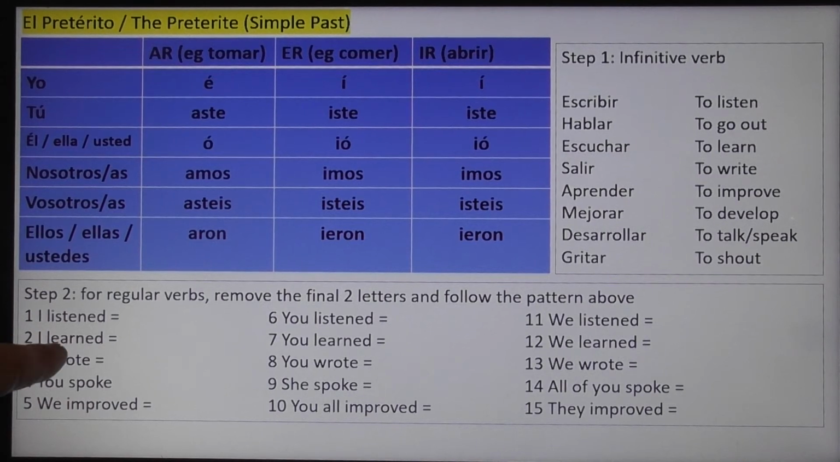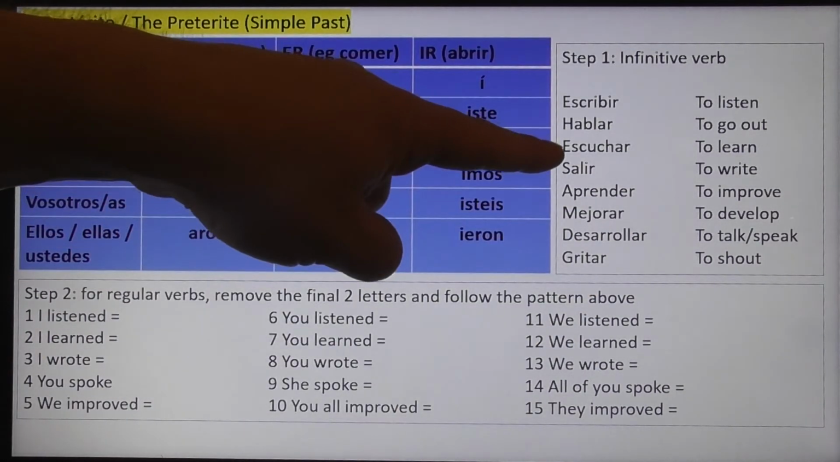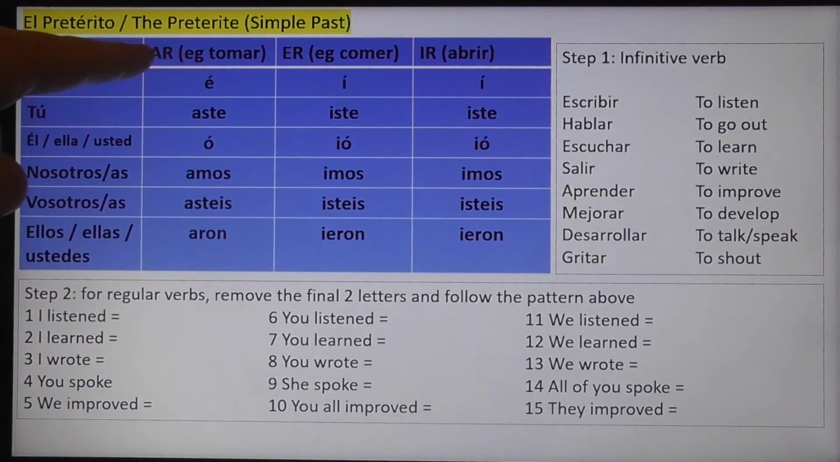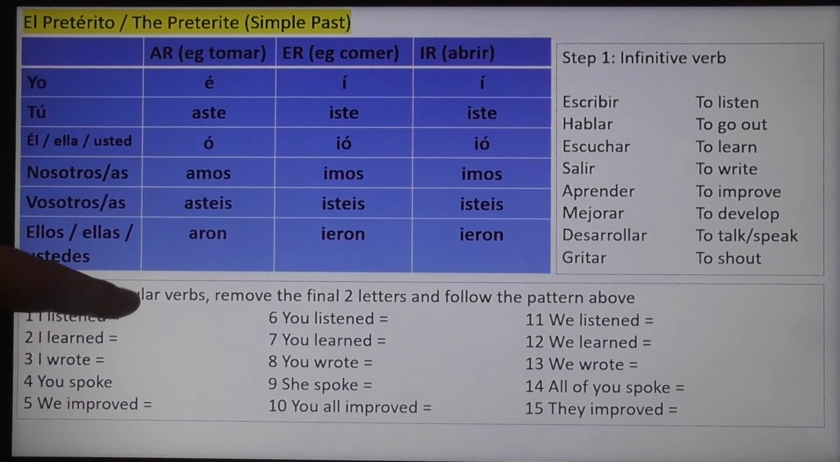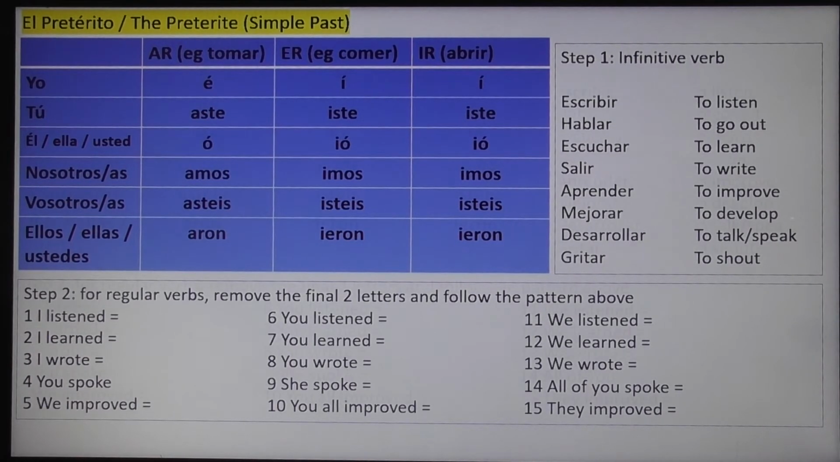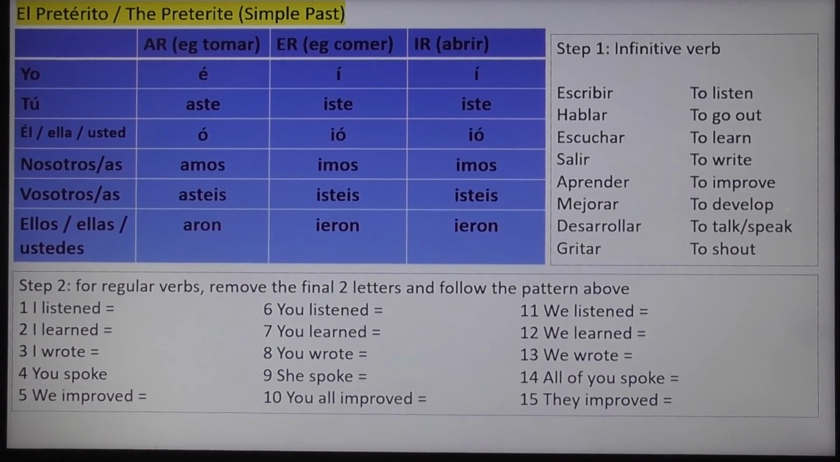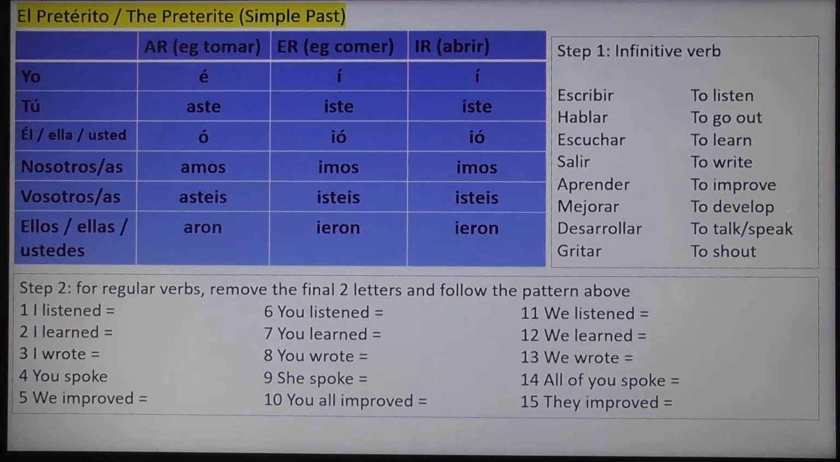Step 2, for all of these regular verbs, I want you to conjugate them in the preterite. So, I listened, find your verb to listen, escuchar, remove the ending, it's an AR verb, it's the I form, put an é accent at the end, escuché. Okay, I'll come back to you shortly with the answers. Y listos en A, B, C.